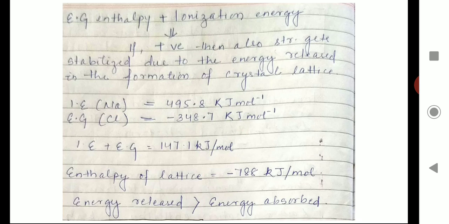If the lattice enthalpy is less negative, for example if the energy released is minus 100 kilojoule per mole, and the sum of the ionization enthalpy and electron gain enthalpy is 147.1 kilojoule per mole, then the structure will not be stable. But here, as the value is higher, the structure will be stable.